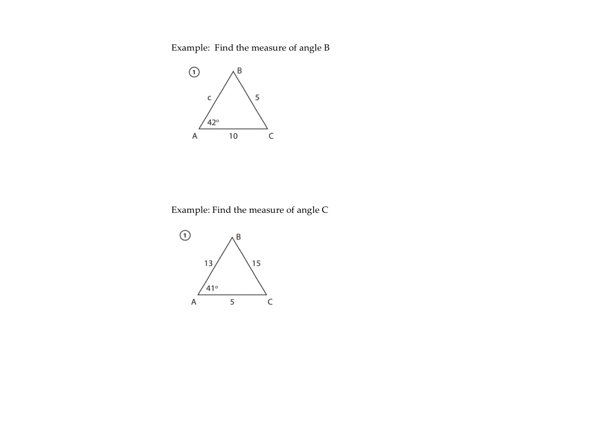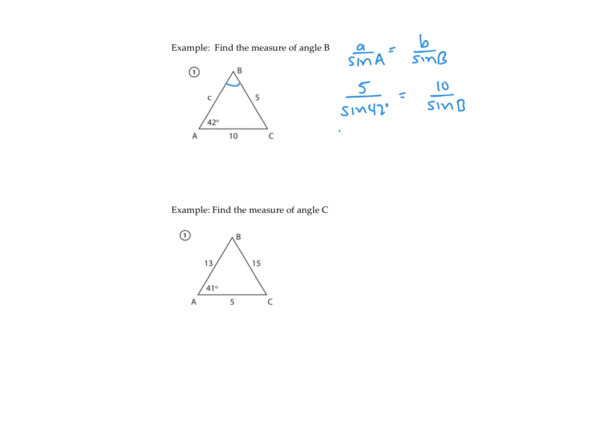So let's look at example 1. We want the measure of angle B. So the complete ratio we have is A over sine A, and we're looking for B over sine B. So A is 5, angle A is 42, B is 10, and we're looking for angle B. So we're just solving trig, or law of sines, like we always do.